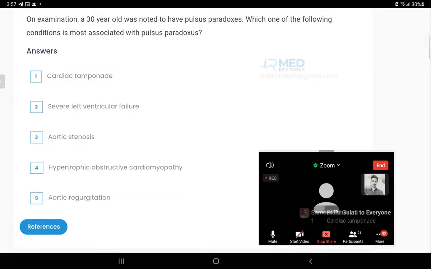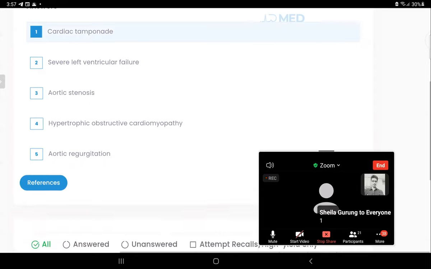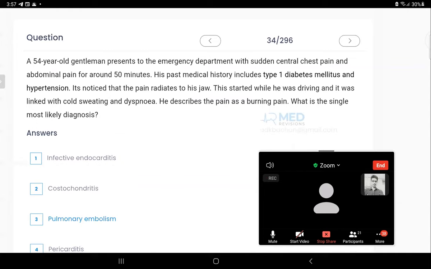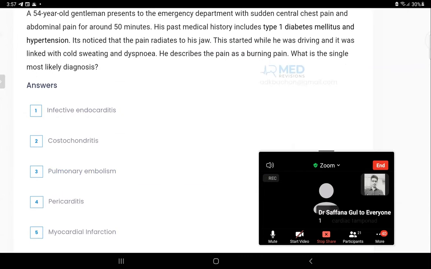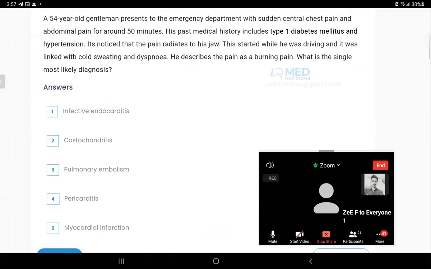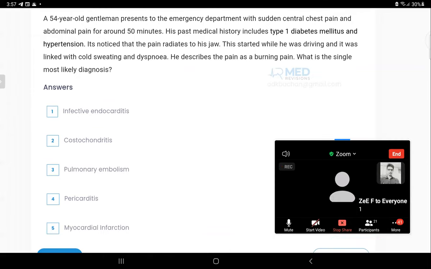Which of the following is associated with pulsus paradoxus? It's as simple as it gets. It's one of the simplest questions, I guess. LVF, aortic stenosis, HOCM, aortic regurgitation, cardiac tamponade. What is pulsus paradoxus? What does it mean? That is correct, cardiac tamponade. Do you guys remember that? What is pulsus paradoxus? Any idea?